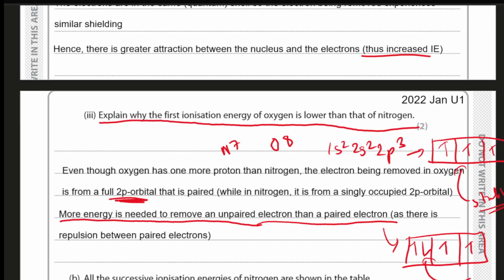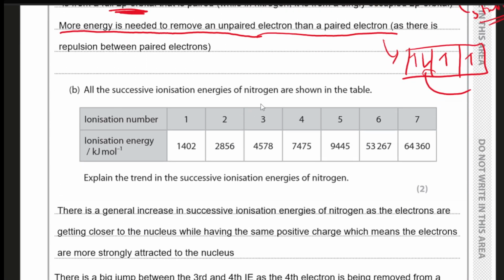So if you compare, we can clearly see that nitrogen's electronic configuration is more stable, making it more unfavorable to remove an electron, so more energy is required. That is the reason why oxygen has a lower first ionization energy than nitrogen: nitrogen's stability. All right, let's move on to the next one.